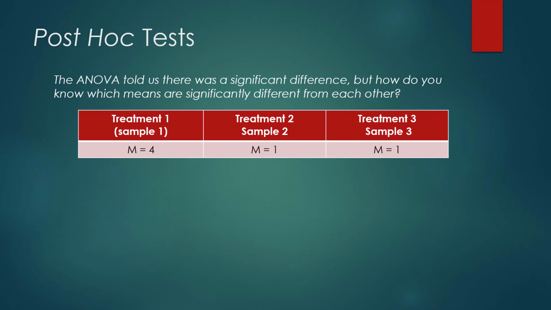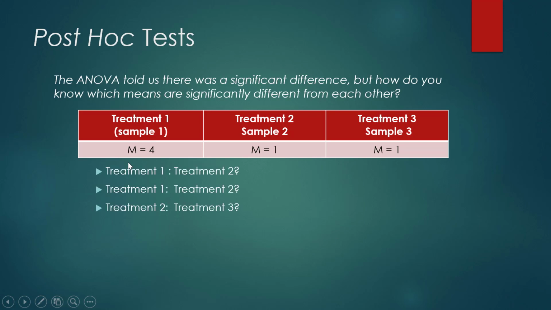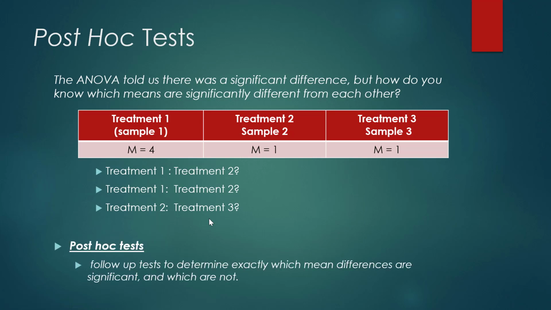So when we do our analysis of variance and we get our F ratio, it's telling us that there's some sort of difference between the groups. But when we have three groups, we don't know which ones are actually significantly different from each other. Is treatment 1 different from treatment 2? Treatment 1 different from treatment 3, that should say, and treatment 2 different from treatment 3. Which one is different, or are they all different? So that's where we do post-hoc tests. Those are follow-up tests to determine exactly which mean differences are significant and which ones are not.